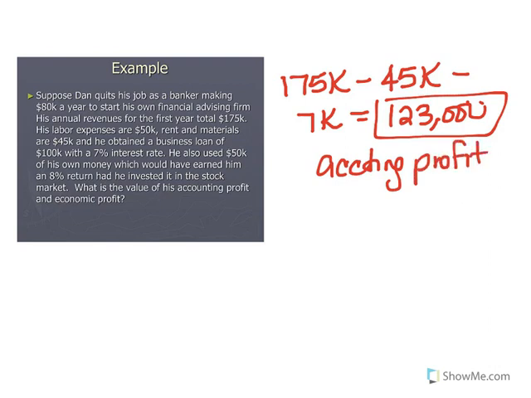But now again, we want to look at what is the economic profit. So we take that $123,000 and we subtract out any resource or opportunity costs that are not accounted for in the accounting profit. So it says he was making $80,000 a year, so we have to subtract out the $80,000. Plus, it says he used $50,000 of his own money, which would have earned him an 8% return had he invested it in the stock market. So 8% of $50,000 is going to be $4,000.